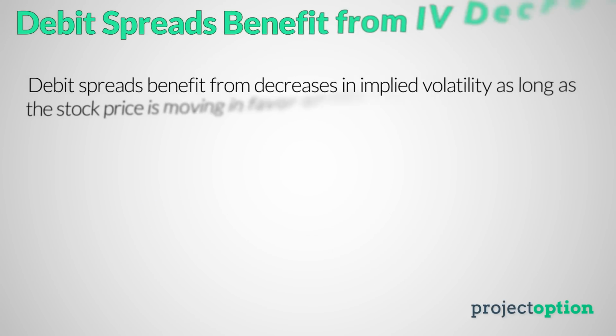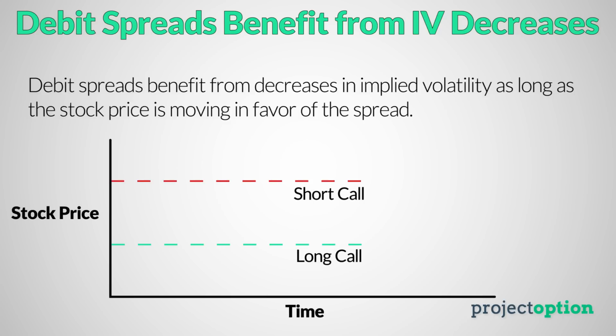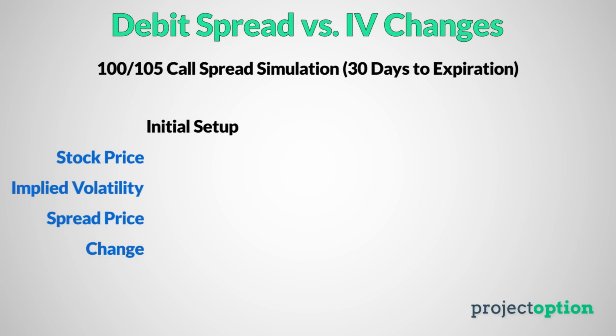In reality, debit spreads benefit from decreases in implied volatility just like credit spreads, as long as the stock price is moving in favor of your spread. Let me go ahead and prove that to you by using the same simulations from before. On a $100 stock with options trading at 20% implied volatility, the 100-105 call spread with 30 days until expiration is estimated to be valued at $1.74, assuming the stock price is right at $100.